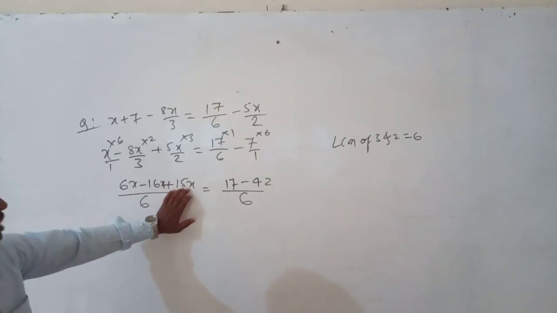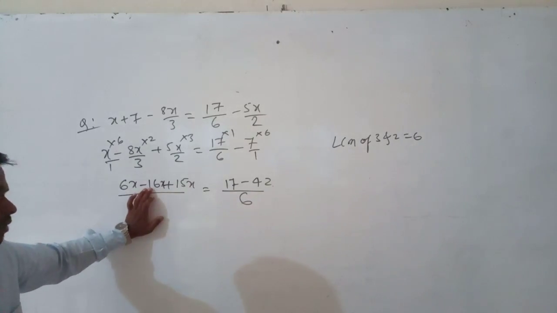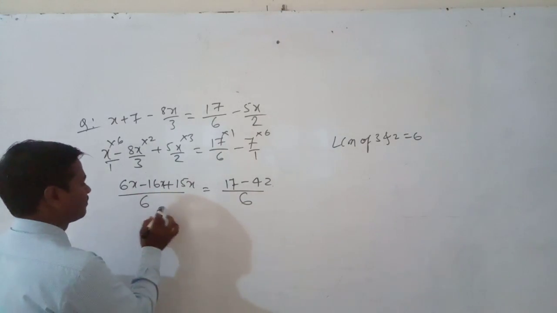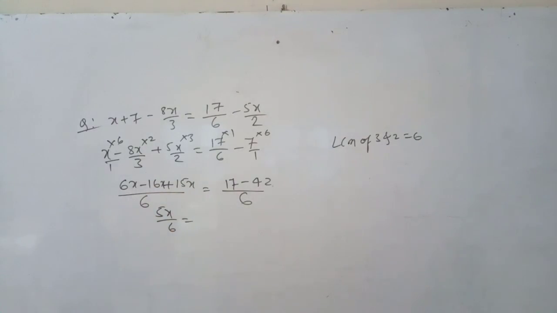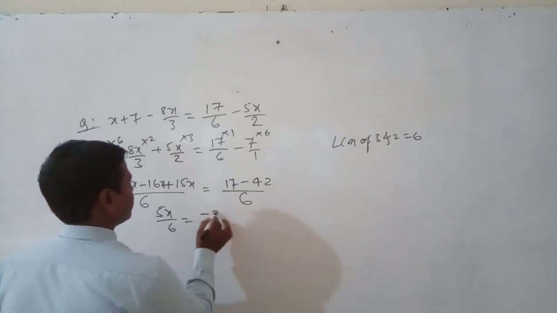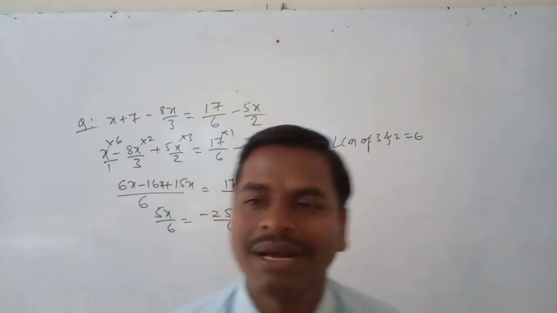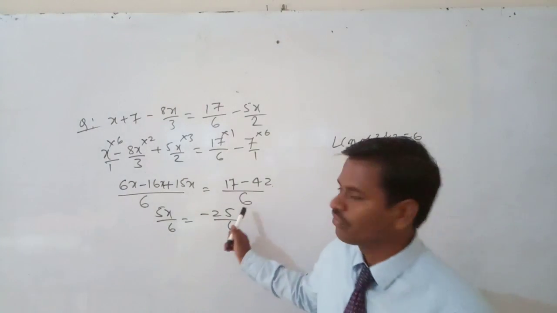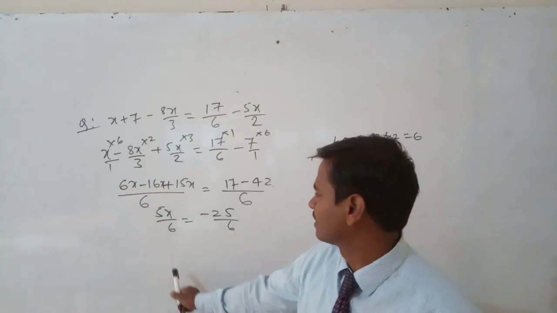Now what is your answer? 6x plus 15x is 21x. 21 minus 16 is 5x. 5x by 6, that's what we will get there. 17 minus 42, or 42 minus 17, is 25. So 25 by 6, and the sign behind the bigger number is minus. That is why we take minus 25 by 6. This side is 5x by 6.